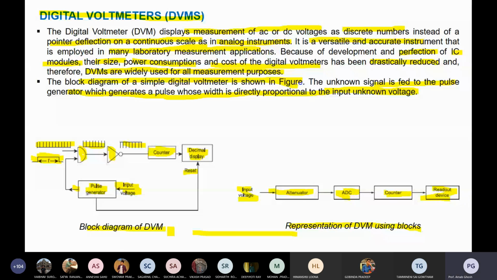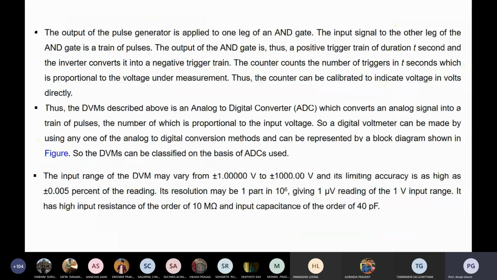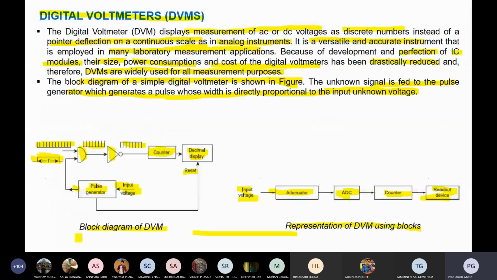So what are the most important points? You can say the train of pulse, the monoshot I am telling you. The train of pulse is a high frequency discrete pulse. Okay, so this one is known as the train of pulse. It is called the train of pulse.